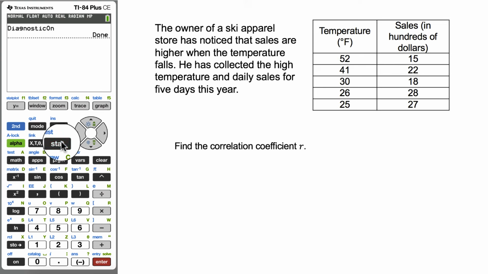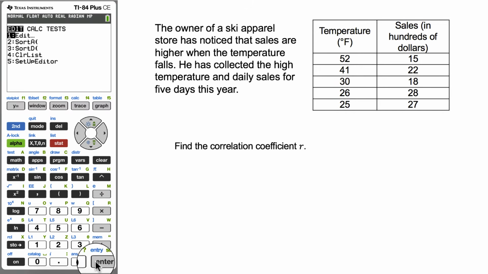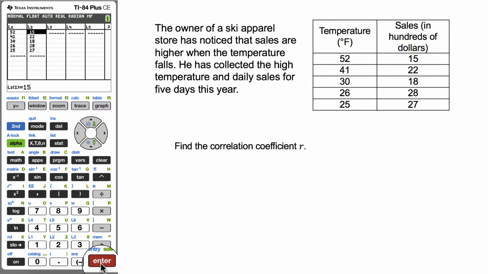To do that, we'll press the Stat button and then select Edit. We've already entered the temperatures 52, 41, 30, 26, and 25 into L1, and then the sales in hundreds of dollars, 15, 22, 18, 28, and 27 into L2.